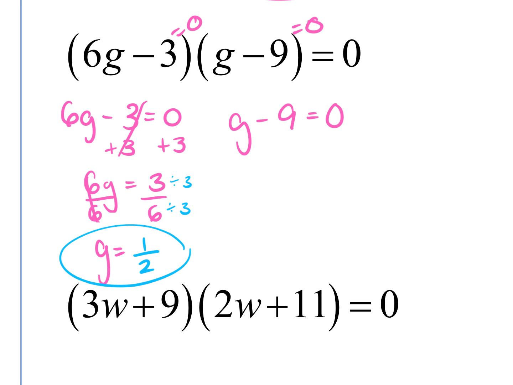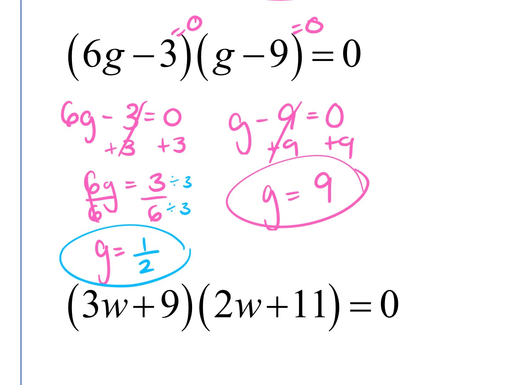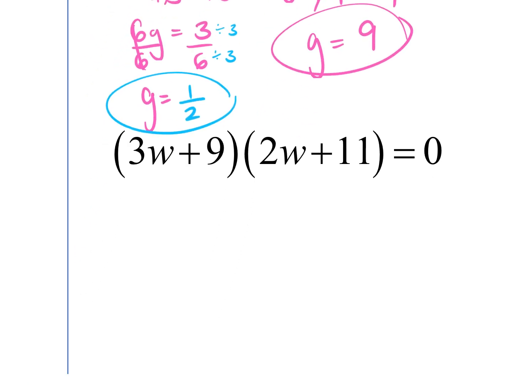And then, John, what would we do to solve the next equation? Add 9. Awesome. Add 9. So g is equal to 9. Perfect. Any questions here? All right, last one. We're going to set them both equal to 0. 3w plus 9 equals 0, and 2w plus 11 equals 0.